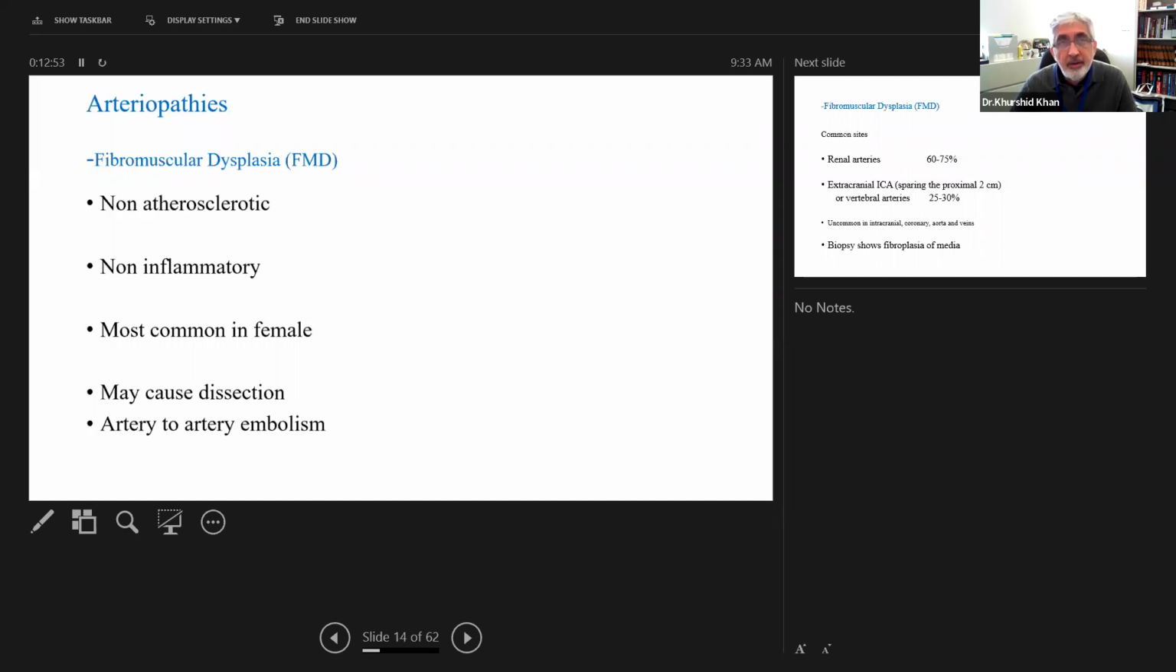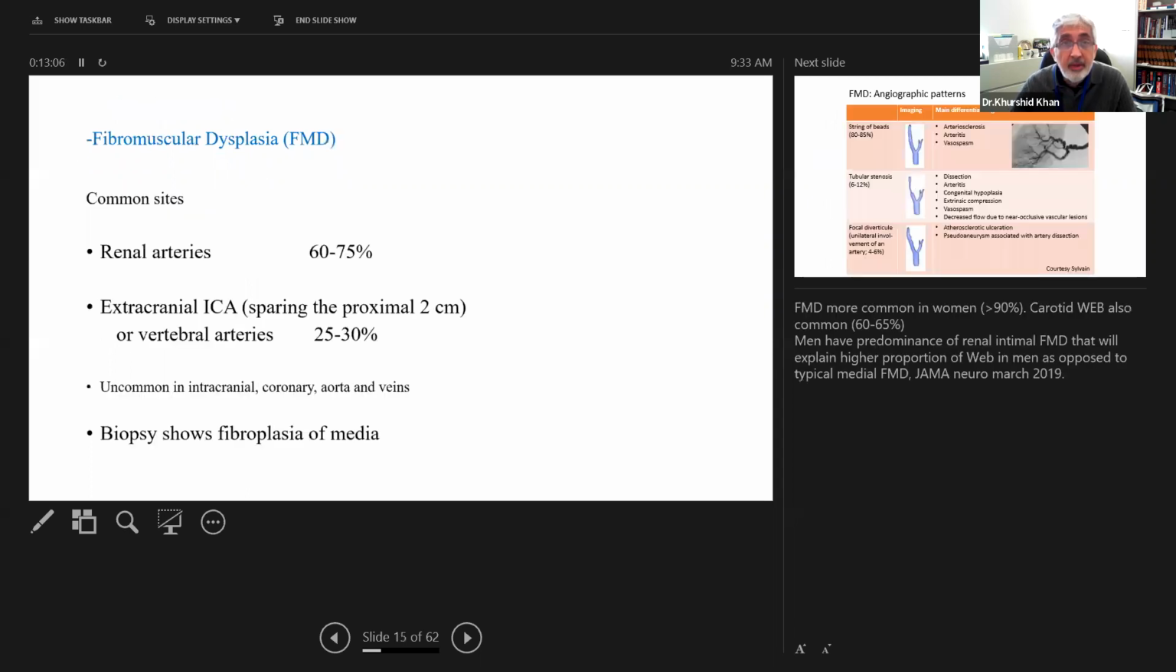Fibromuscular dysplasia is a non-atherosclerotic, non-inflammatory vasculopathy. It is a little more common in females, and it may cause dissection or even artery-to-artery embolism. The most common site is the renal artery in up to 70% of the cases, and extracranially, the internal carotid artery is affected more than the vertebral arteries. In some case series, it does spare the proximal part of the internal carotid artery.